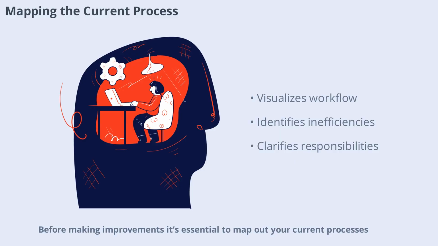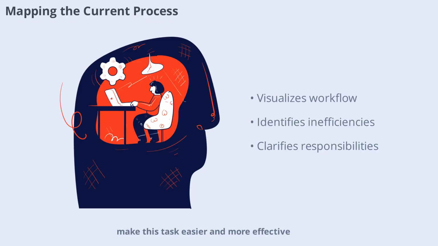For making improvements, it's essential to map out your current processes. This involves documenting each step, identifying who is responsible, and noting any tools or resources used. Process mapping helps you visualize the workflow, spot inefficiencies, and understand where changes are needed. Tools like flowcharts or swim lane diagrams can make this task easier and more effective.